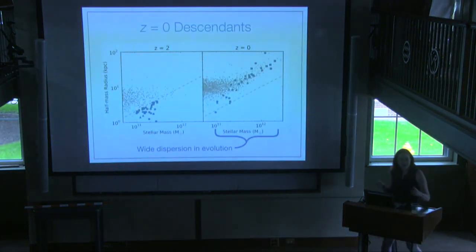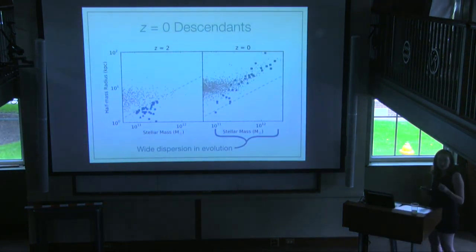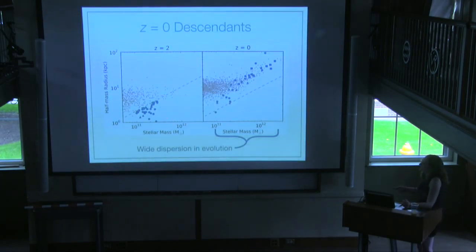So again, the nice thing about simulations is that you can pick a galaxy out at one moment in time and just follow it around. So to address the question of what happens to these guys at low redshift, I took all these galaxies that I picked at redshift 2 and just followed them forward to redshift 0. And this is where they end up, on the same size mass plane. So you can see that their stellar masses have dispersed enormously all over the massive galaxy population here.